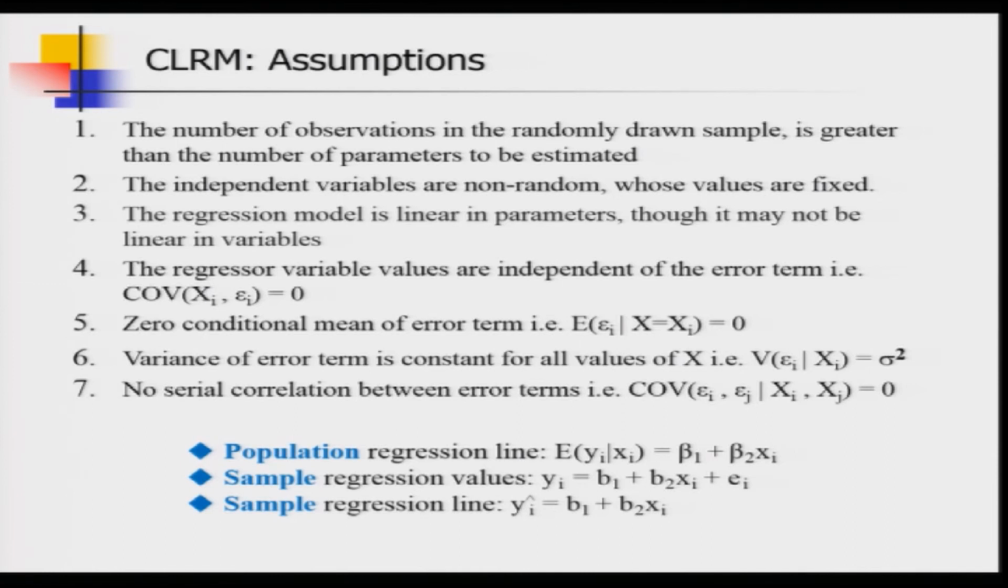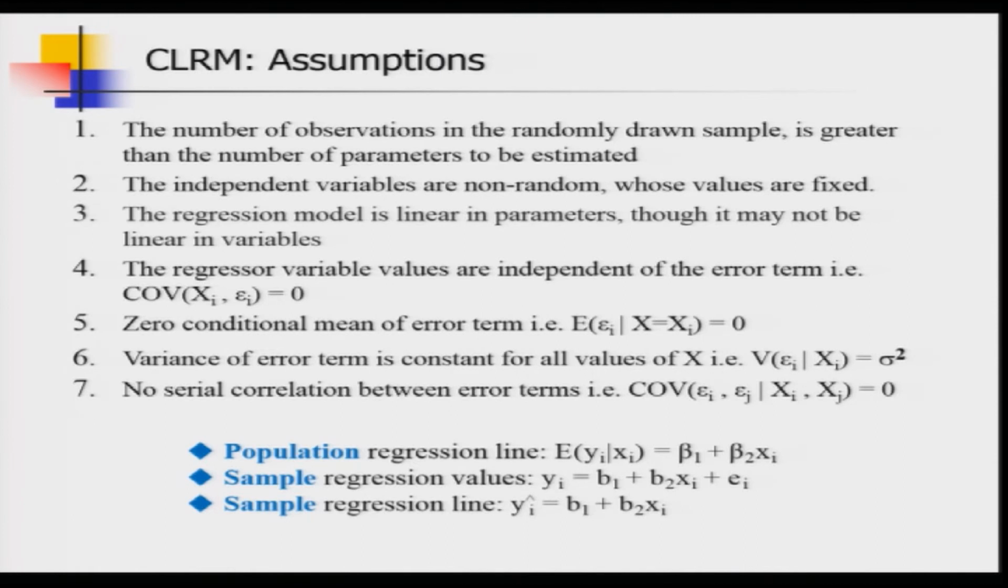Although this looks a bit silly, if you have a simple model that I have shown you previously with one intercept parameter and one slope parameter, then you must have at least 3 observations to estimate the slope and the intercept parameter. That is basically, in a nutshell, what we are talking about here. Now, in bullet point 2 we are saying the independent variables are non-random, whose values are fixed. That is a very important assumption.